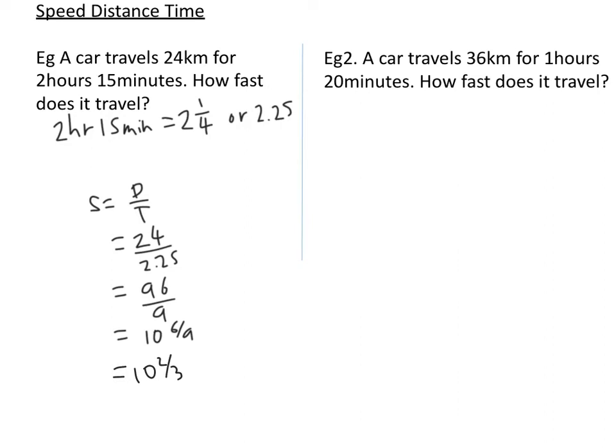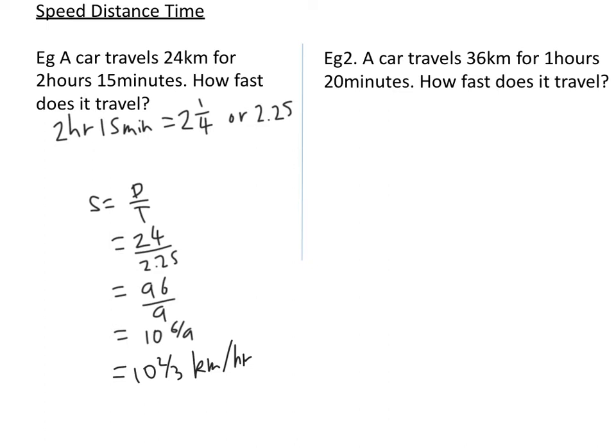And what does that mean? It's 10 2/3 is the speed, and it was kilometers in the numerator, hours in the denominator, so it is kilometers per hour. So it travels 10 2/3 kilometers per hour.